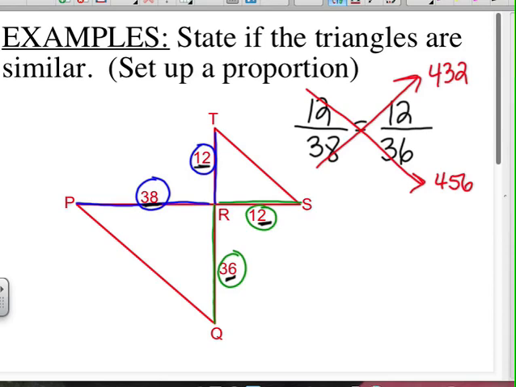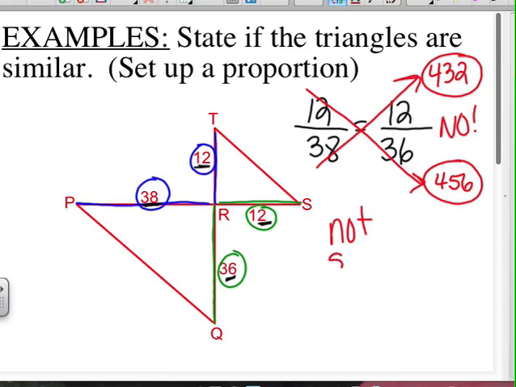Now, do you remember what I told you about cross products? They should be equal. Is 432 equal to 456? No. Guess what? These are not similar because their sides are not proportional. So your answer is not similar. The sides are not proportional.